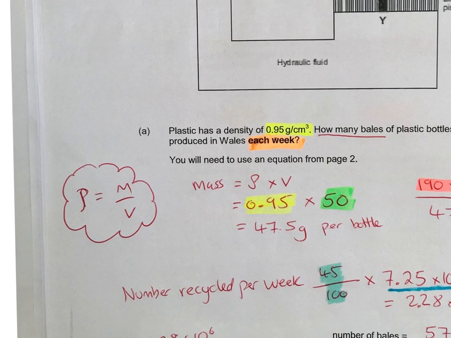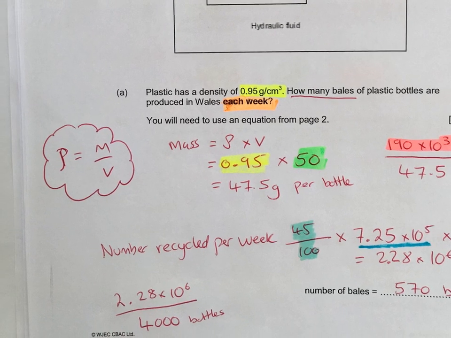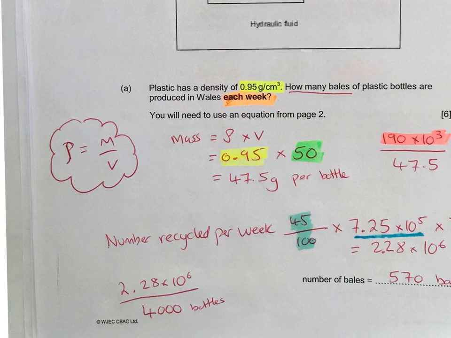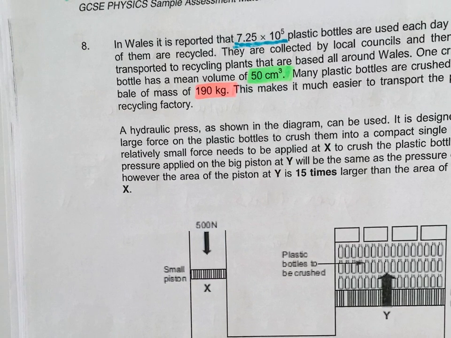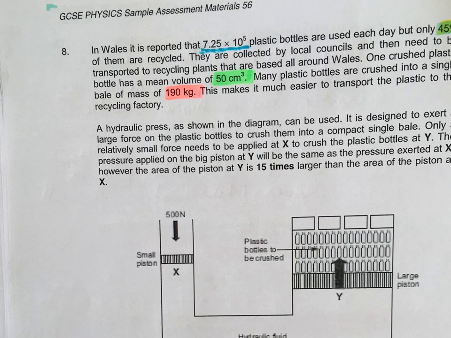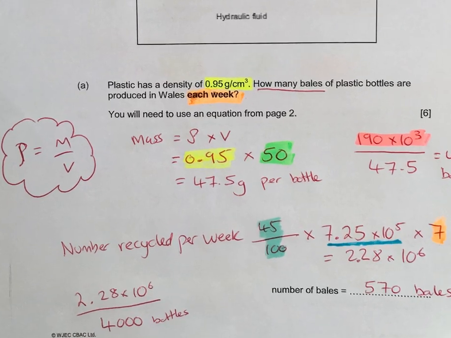So we're going to have to use the density equation, because we're given density, we're given a mass. Well, we're not given a mass yet, because we have to find out the mass of each bottle. But we do know the mass of a bale, and we know the volume of a crushed bottle. So that's what I'm going to use. I'm going to use the density and the volume first.